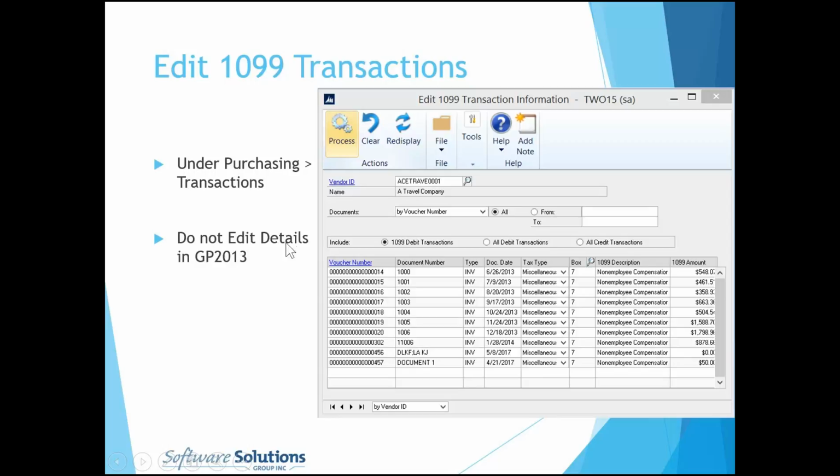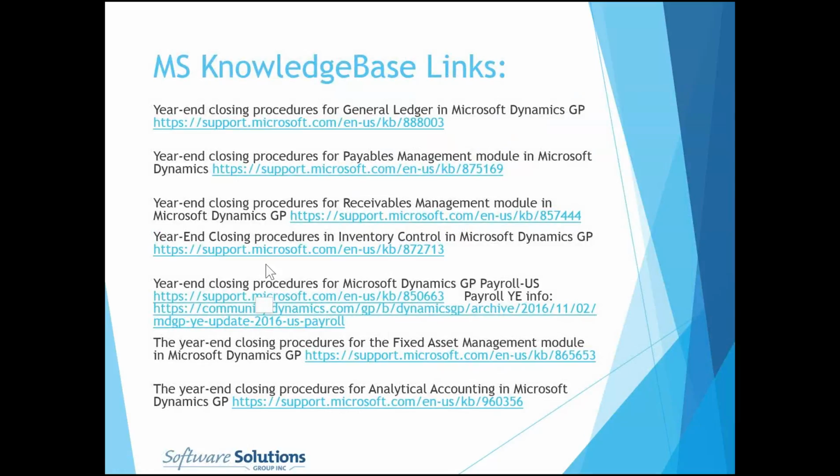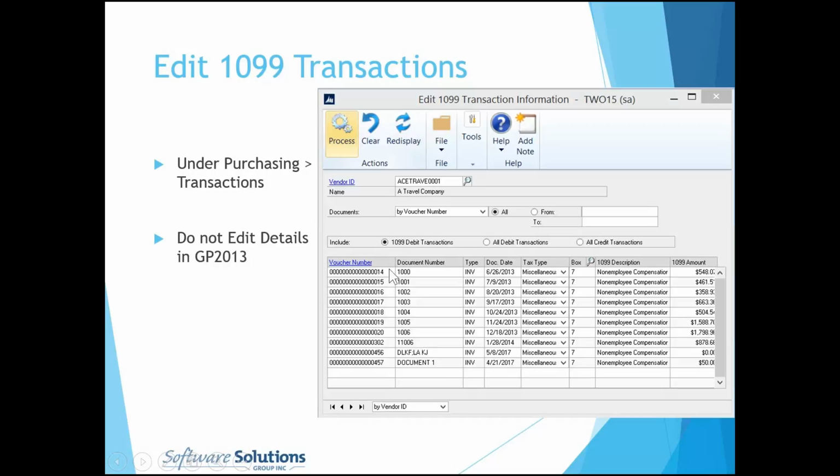Again, we do not want to use the edit detail screen that we used in past versions in GP 2013 or later, which means 2015, 2015 R2, or 2016. So again, use those two screens, but use them wisely. And remember that your 1099s are check date specific. Just because the transaction is in a particular year, the 1099s are about when it was paid. So if you have to change a vendor that you've used in prior years, be very careful of which transactions you actually flag.